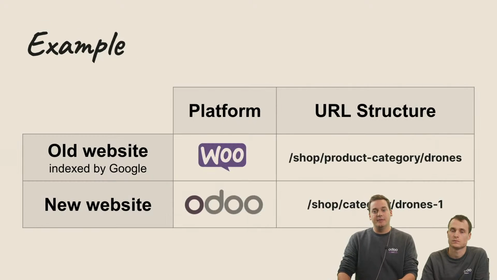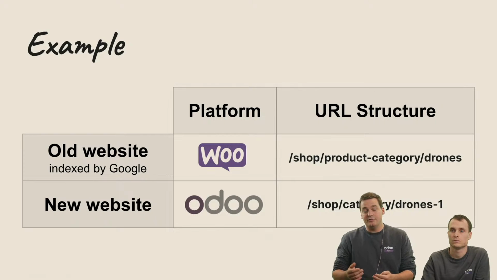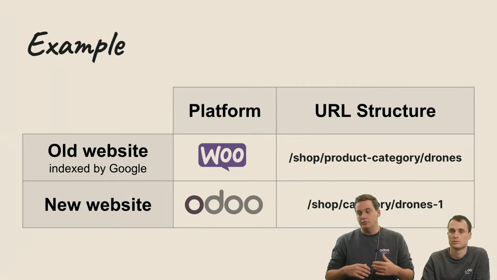For example, the category drone on WooCommerce was /shop/product category/drones, whereas on Odoo it's /shop/category/drone1. What we want to do is to make a redirection. Why? Because when the new Odoo website is live, the old WooCommerce website won't be live anymore, because the new website replaces the old one. So let's imagine you sent an email with a newsletter with a link to this page. When people click on the link, they will arrive on /shop/product category/drone, and there will be a 404 page, an error page.